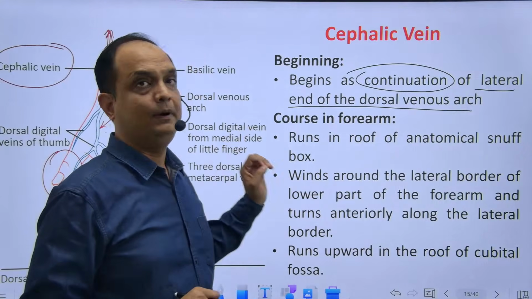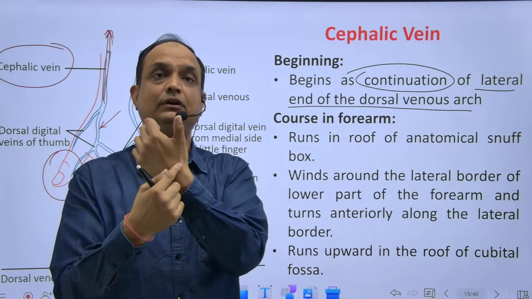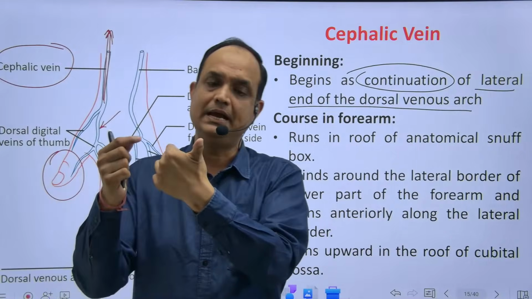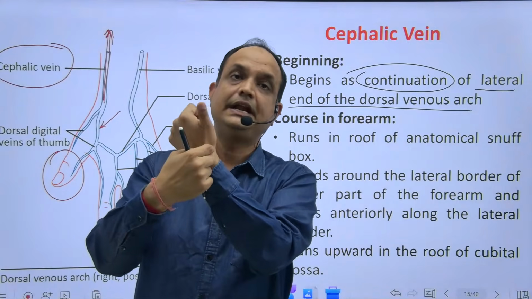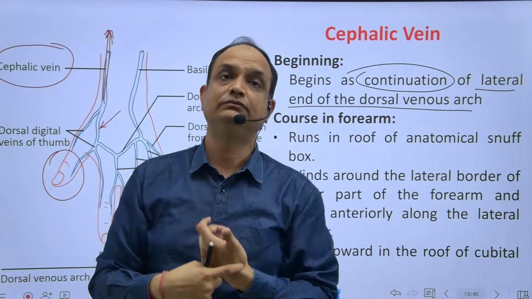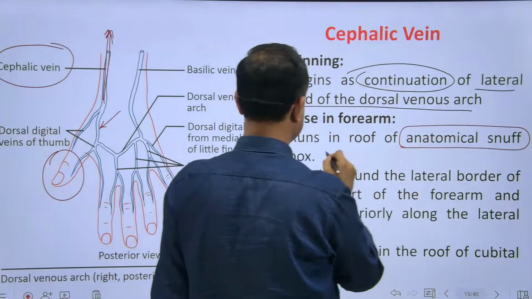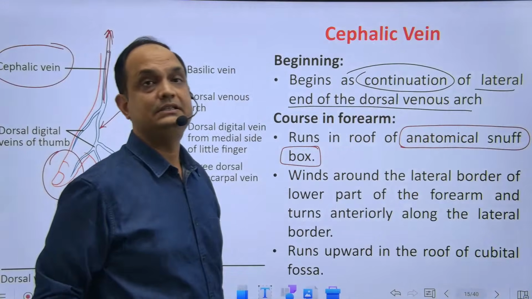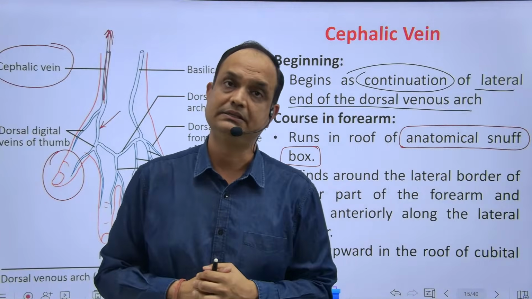Now there is one important landmark. As soon as this vein starts from the dorsal venous arch, if you do hyperextension of your thumb, you are able to see a triangular depression at the base of the thumb. Now that depression is known as the anatomical snuff box. What is that? Anatomical snuff box. So this vein runs in the roof of the anatomical snuff box.